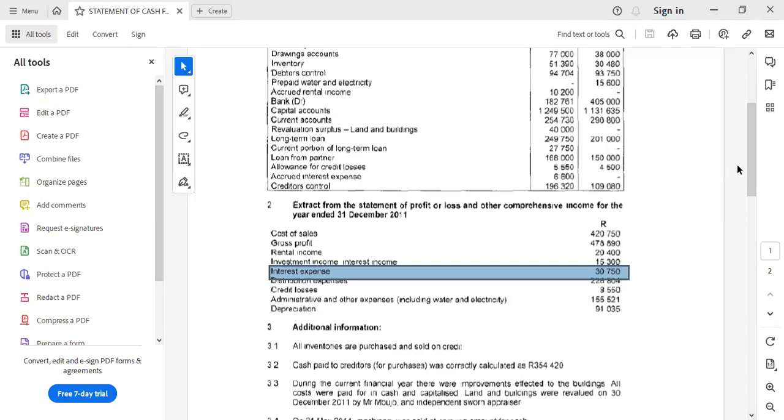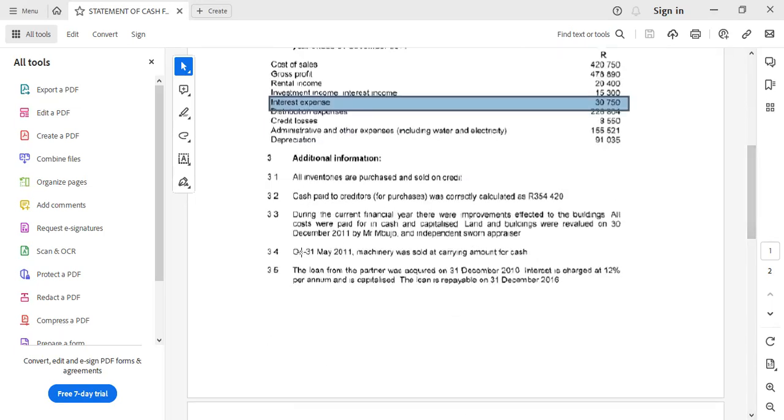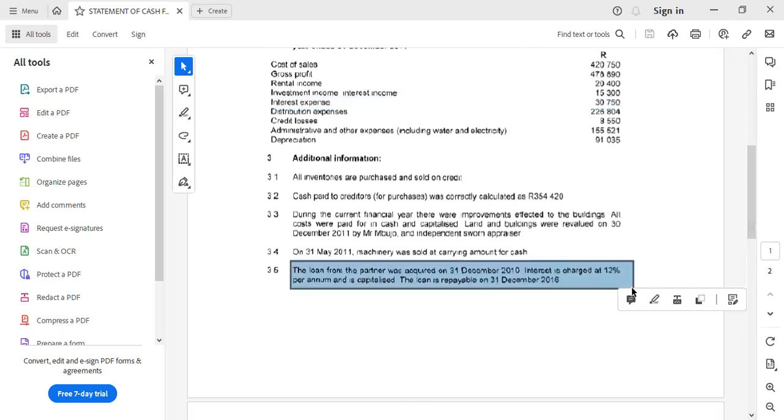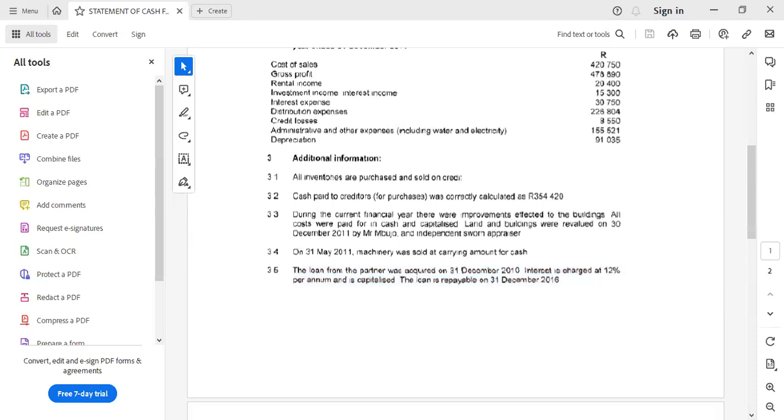Right. Is 3750. Then we know that the loan from the partner was acquired on 31 December. Interest charged at 12% was capitalized. Now, if interest is capitalized, it means it is not paid, it was added to the loan. So that interest was not paid on that loan. It was taken on 31 December 2010.